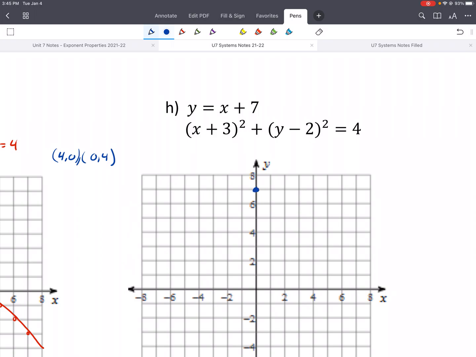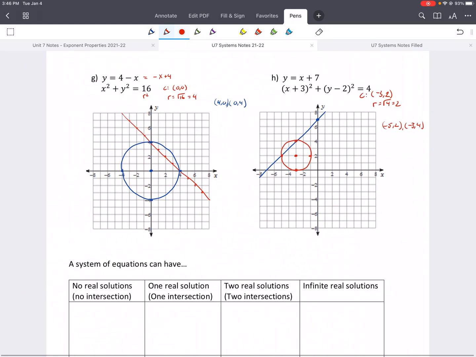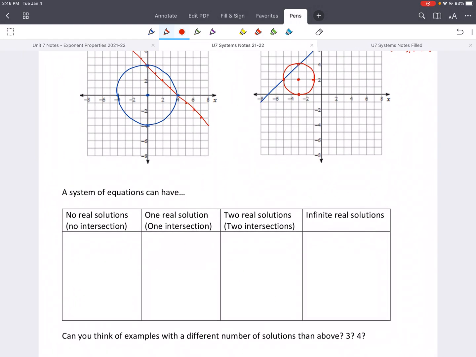I'm going to give it a try too. Okay, and then we have our circle equation, which looks like we have a center at negative 3, 2, and a radius of the square root of 4, which is 2. So negative 3, 2, and then we will go 2 up, down, left, right. And same sort of thing, it looks like it crosses twice. And our solutions would be negative 5, 2, and negative 3, 4. Okay, all right, so that's that. You'll have all those types of problems.